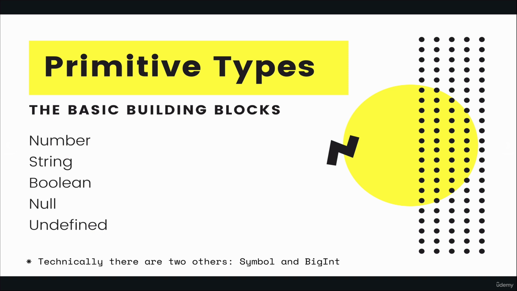Technically, there are 2 other primitive types, something called a symbol and big ints or big integers. Those are way, way, way less commonly used. Don't need to worry about them for now, but I just didn't want people calling me out in the comments.